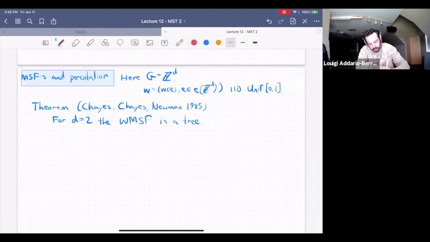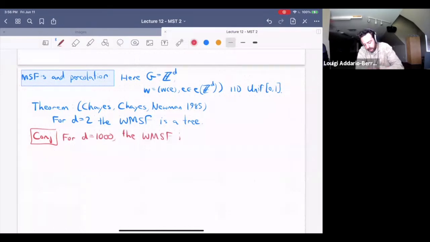And if you're interested in thinking more about this, here's a conjecture which has been open since then. For d equals 1,000, this wired minimum spanning forest is not a tree. Okay. So there's a question about the definition here. Are edges only able to exist between the adjacent lattice points? Yes, that's what I mean when I say nearest neighbor bonds.